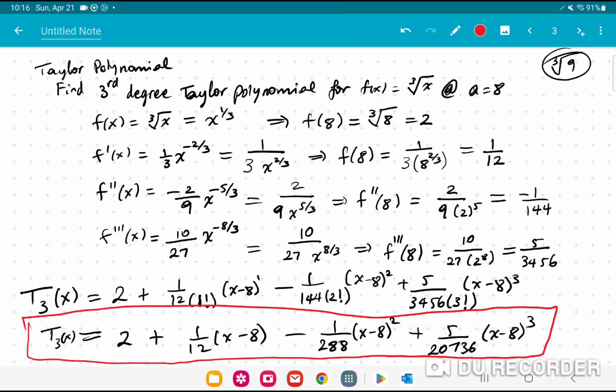One of the things students make mistakes on is they put 2 in here, cube root of 8. No, that's just simply 8. We're going to stick 8 in here. Okay, x minus 8.